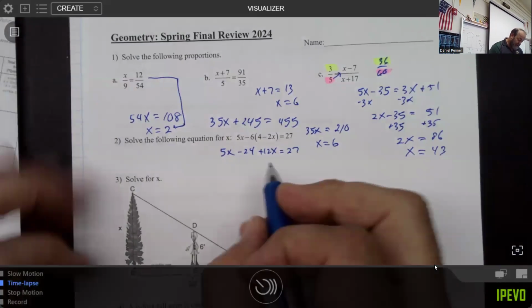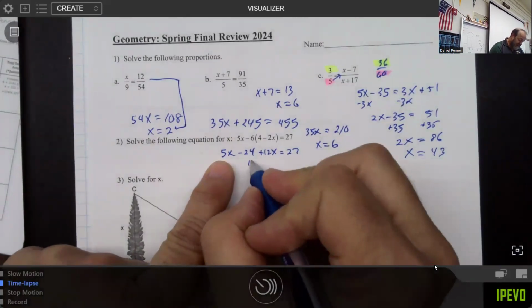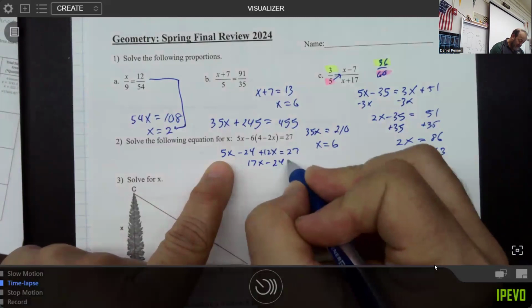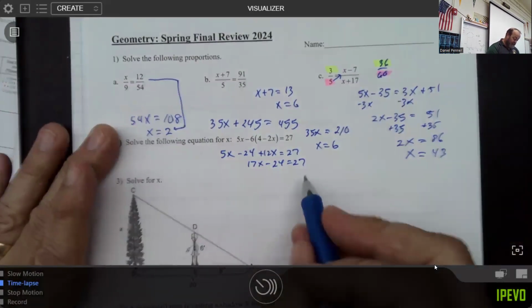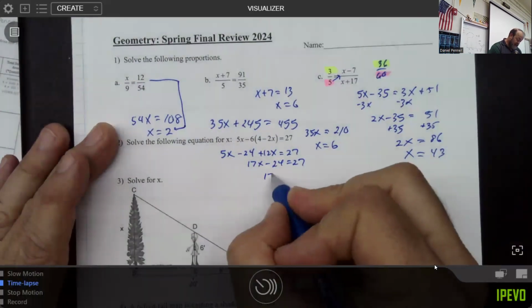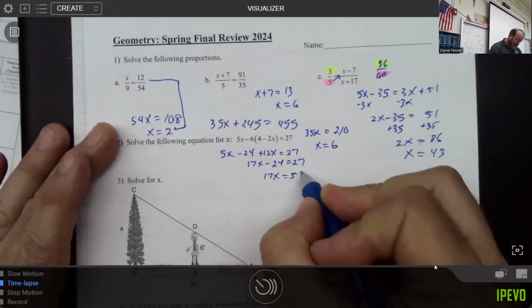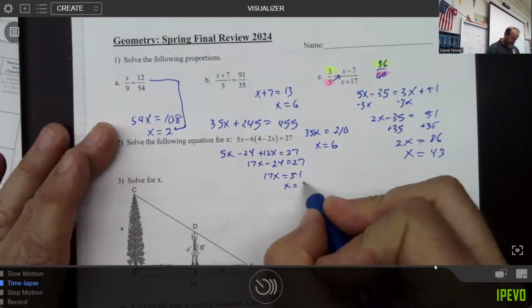I guess we can put these two together and call that 17x. And things are kind of wrapping up pretty quickly here. Add 24 to both sides, and so we get 17x equals 51, and we got x equals 3.